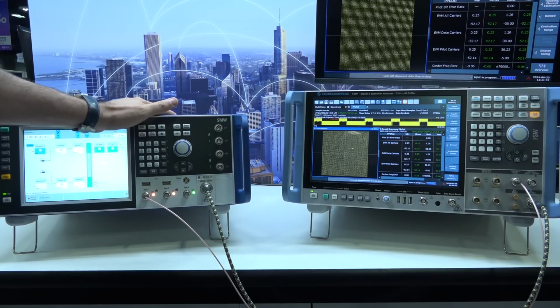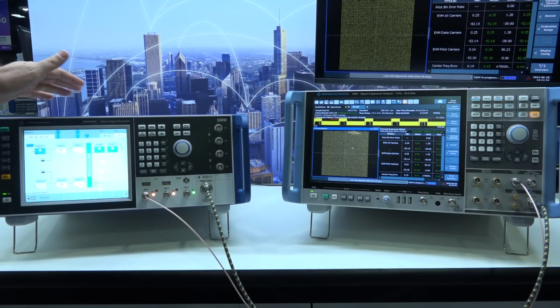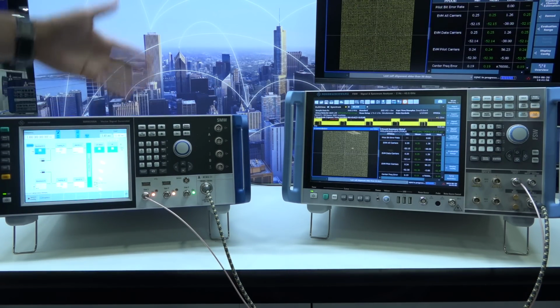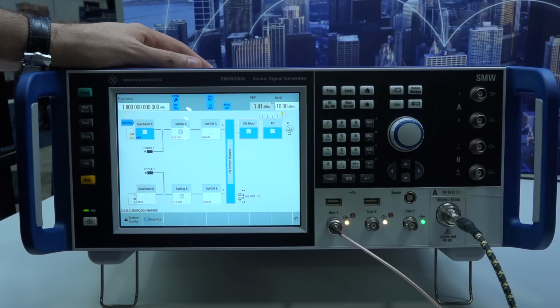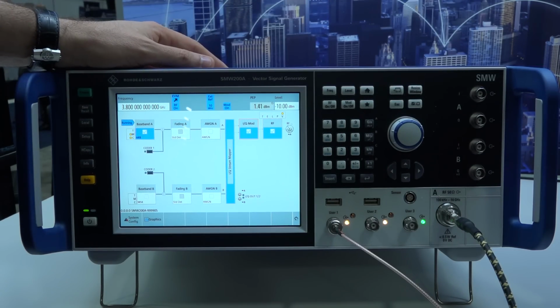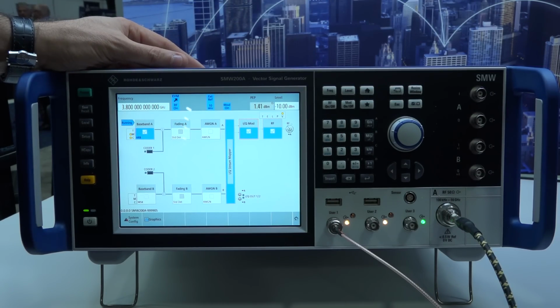You can see how great this constellation measurement is, and that signal is being generated with the SMW200A, which we see all over the floor. And here's the new facelift on the SMW200A. As you can see, it looks a little bit different, more modern, matching the rest of the latest instruments.